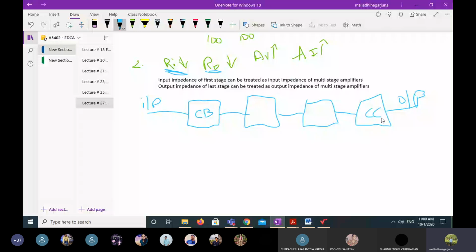And now what about AV and AI? How can we get them? Input impedance is clear and output impedance is clear. And what about the current gain and voltage gain? What should be these two stages? I want to get high voltage gain and high current gain. So for that, what amplifiers should I place in these two stages?